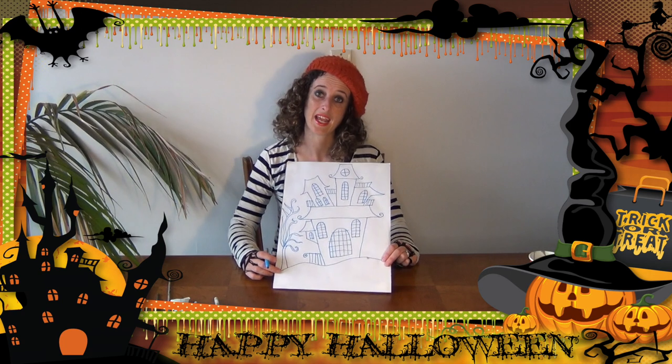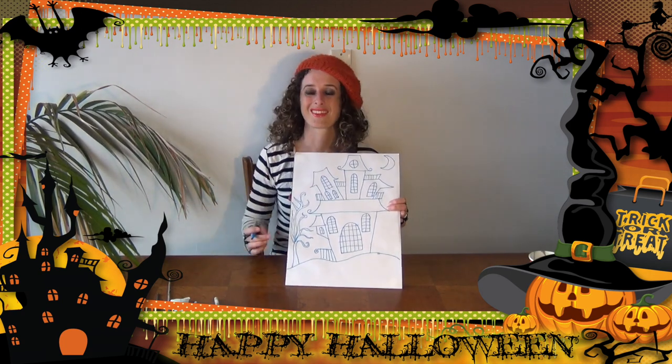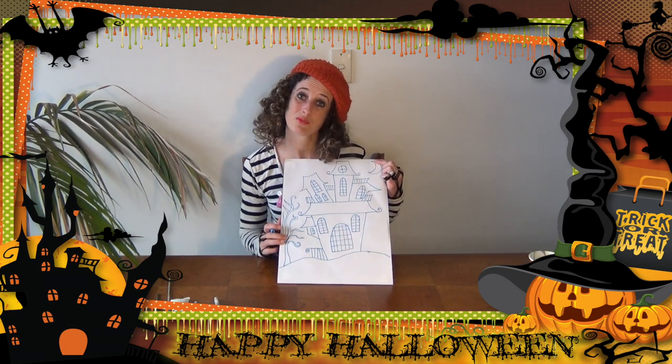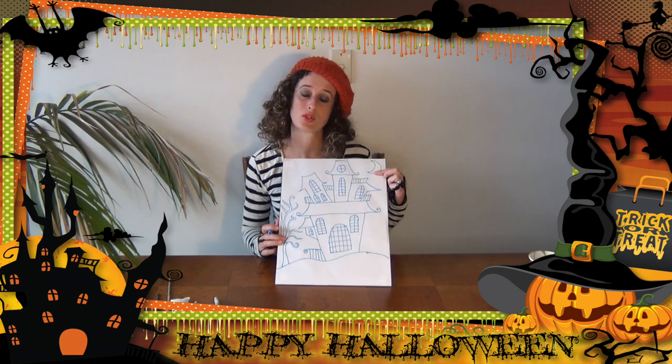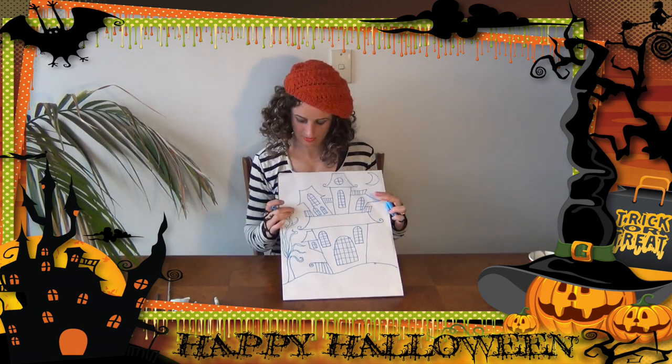Alright, here's our tree, and it's going to be nighttime, so we're going to have a moon. And it's very important to think about what kind of moon that you want. So you might want the crescent moon, you might want the round moon. So think about what kind of moon you want. I wanted a crescent moon there.